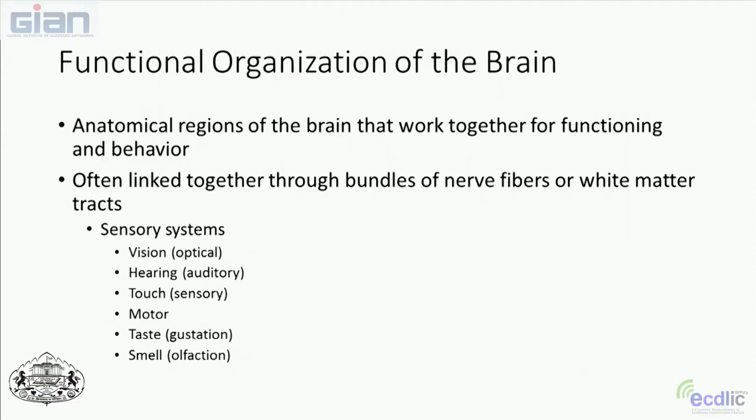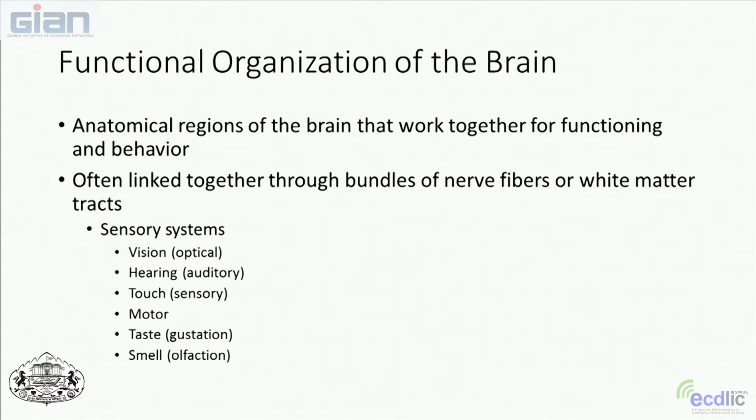We're going to talk about the functional organization of the brain, and these are the anatomical regions of the brain that work together for functioning and behavior. They're often linked through bundles of nerve fibers or white matter tracts, and of course the white matter tracts are that area inside the brain with all those myelinated axons. But they're not always linked together by being anatomically located next to each other.